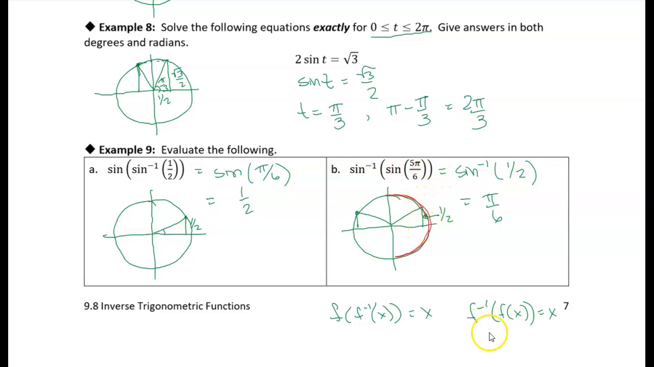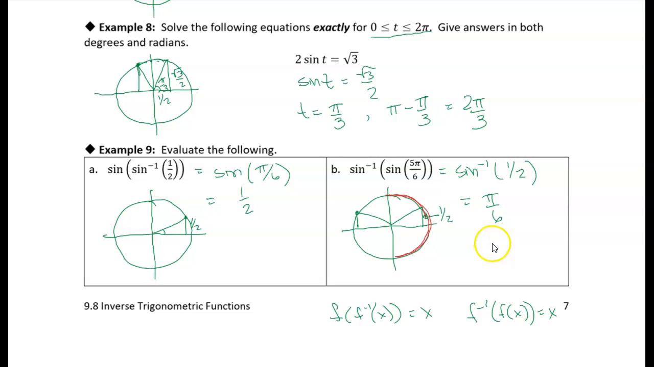So here we took f inverse of f of x. We're getting something that's not quite the same thing. We're not getting 5 pi over 6. You would expect to get 5 pi over 6. But because of that restricted range, now the answer is actually pi over 6, because the angle has to be restricted between minus pi over 2 and pi over 2.